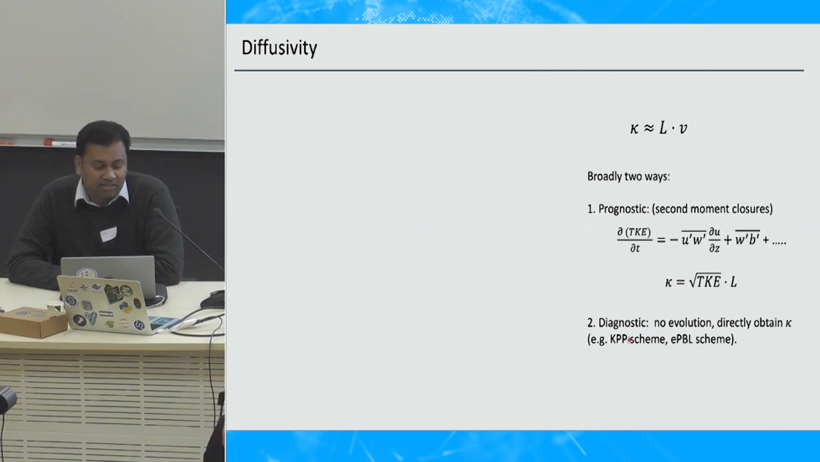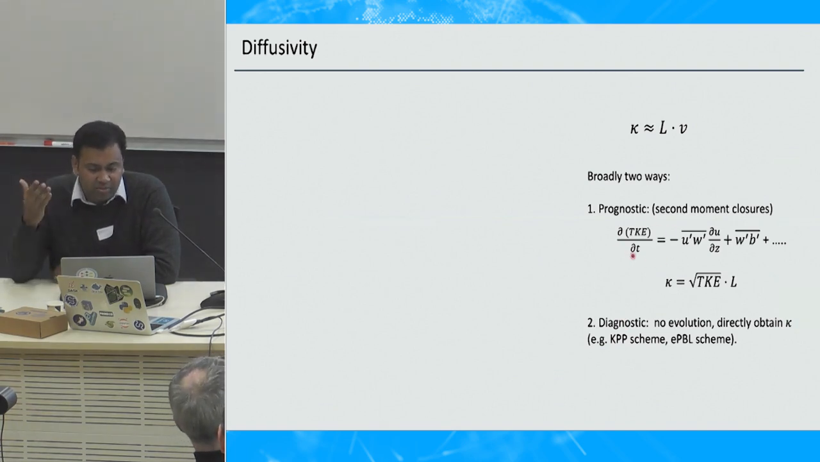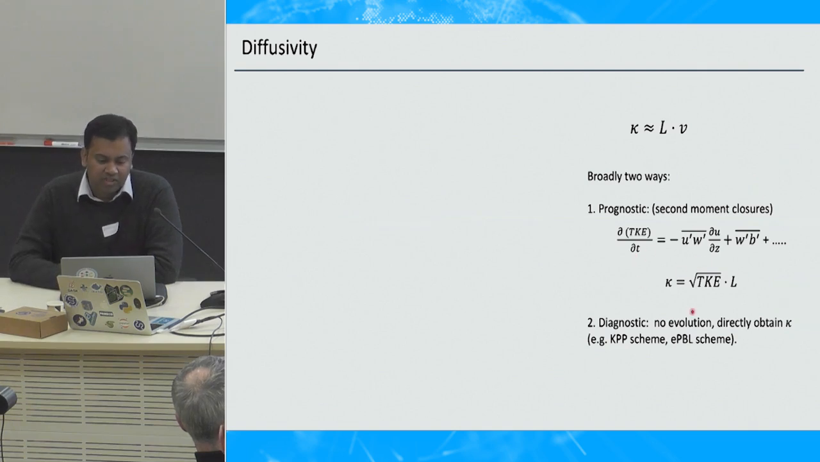And there is the other class of schemes, called diagnostic schemes, where there is no evolution of any quantity. You directly obtain kappa using some assumptions. So for example, the KPP scheme, which is a very well evaluated scheme, could be considered a diagnostic scheme, whereas the scheme used in NEMO could be considered a prognostic scheme. And there are also some higher moment closures, such as second moment closures, which are formulated in this way.